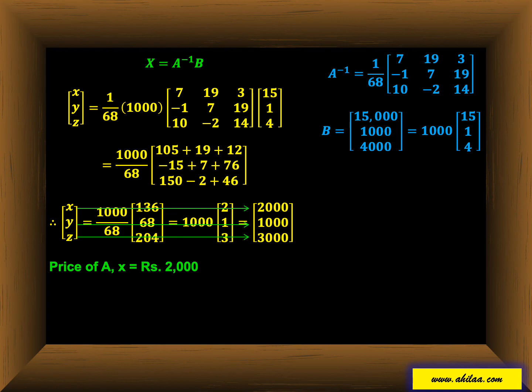Therefore, price of commodity A is x equal to rupees 2,000. Price of B, which is y, equal to rupees 1,000. Price of C, which is z, equal to rupees 3,000. Understood? Fine.